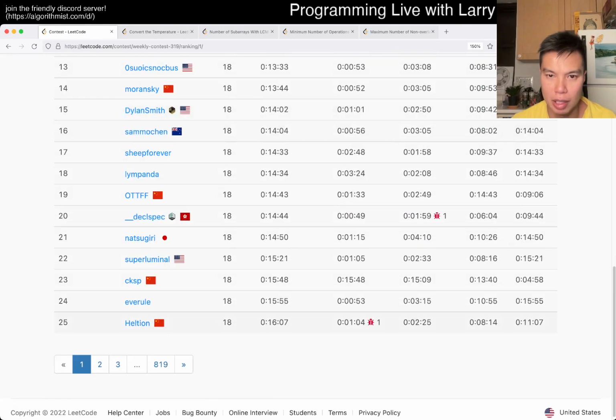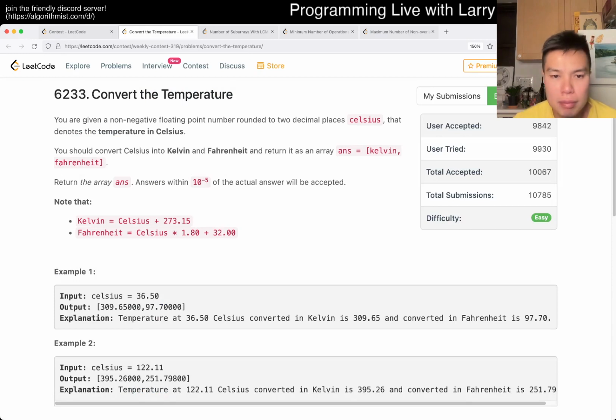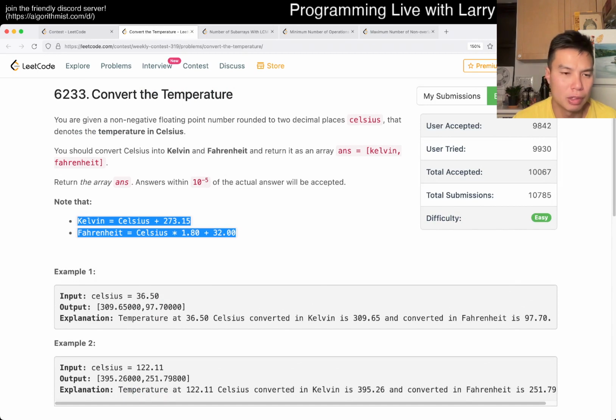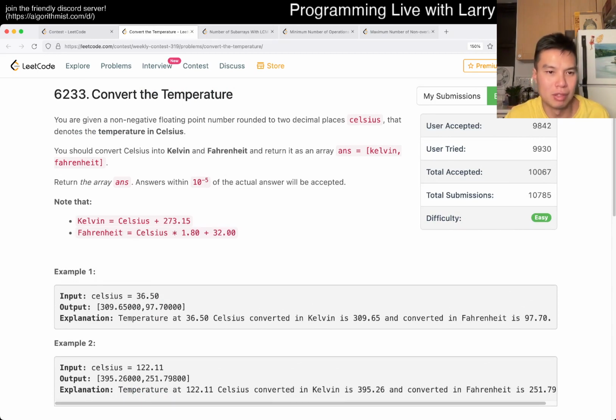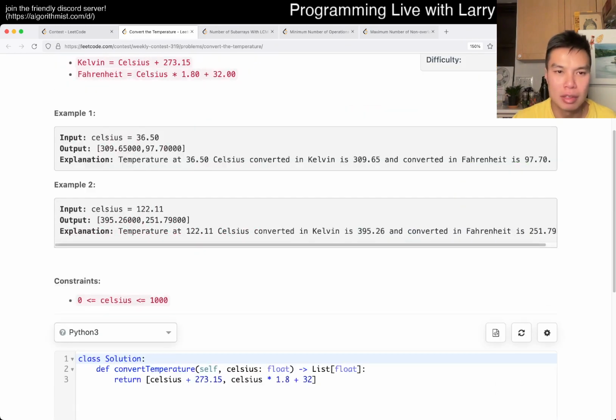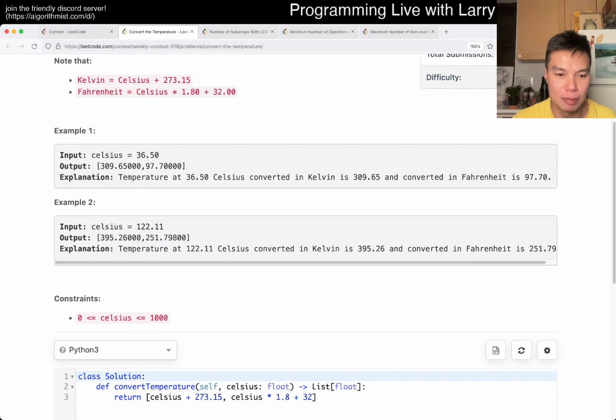Seems like everyone did it okay. You just have to return two elements and they tell you the formula, and you don't even have to change the formula in any way. Something that I would do if I was trying to be annoying is give you, like, Celsius is equal to Fahrenheit divided by 1.8 or something like this, right? And then you have to do the math yourself. But no, this is just implement this directly, and that's pretty much it.